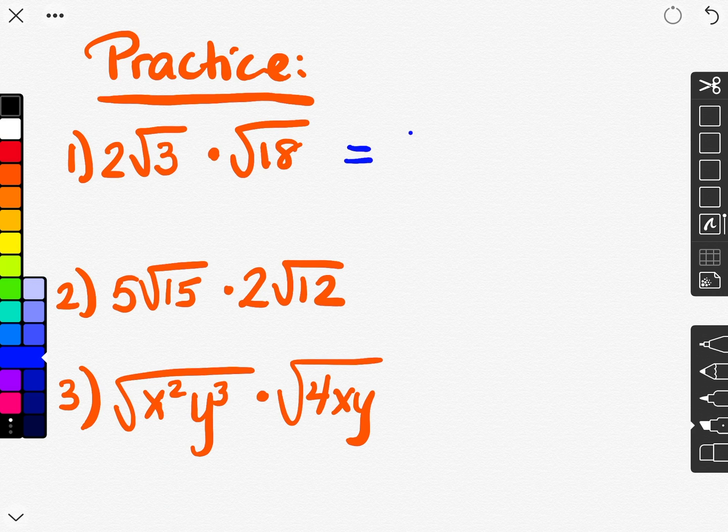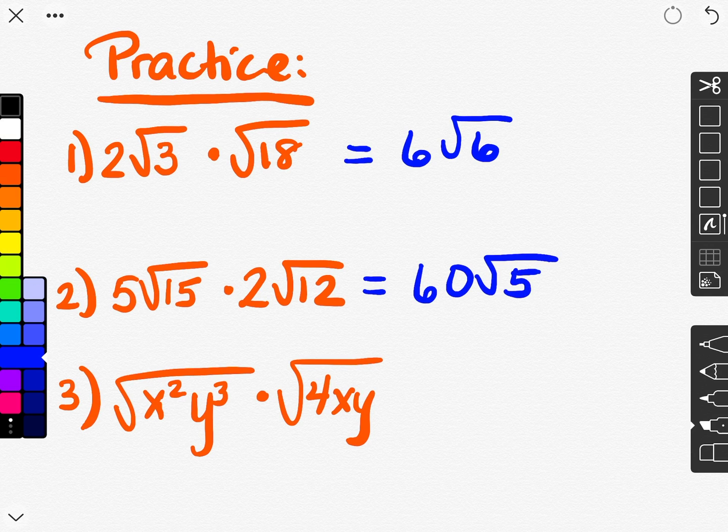So the answer to number 1 is 6 root 6. The answer to number 2 is 60 root 5. And the answer to number 3 is 2x y squared square root of x.